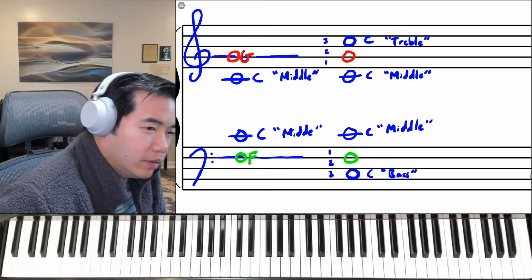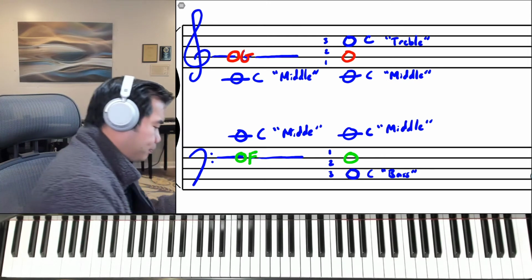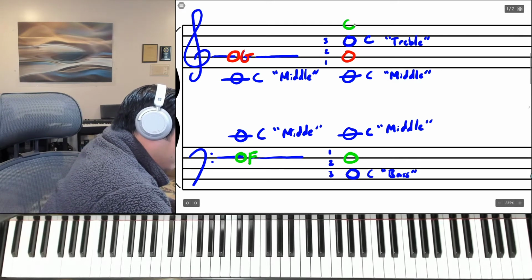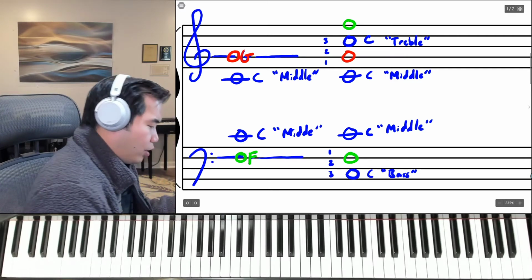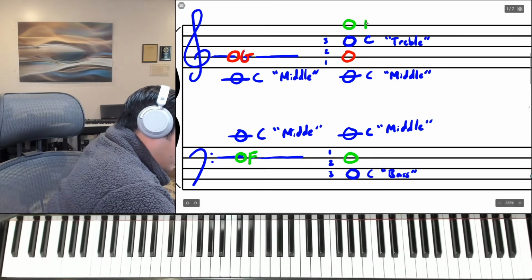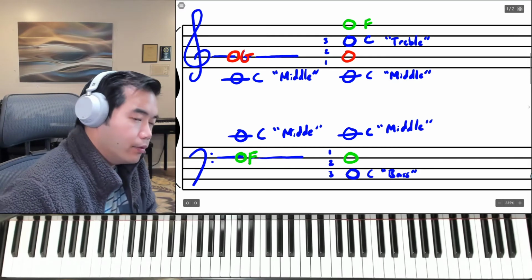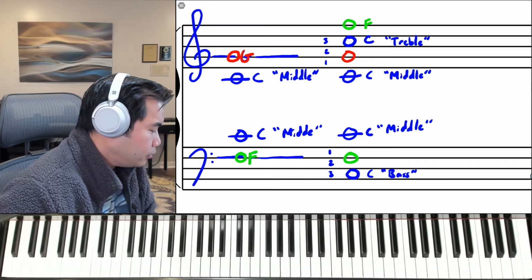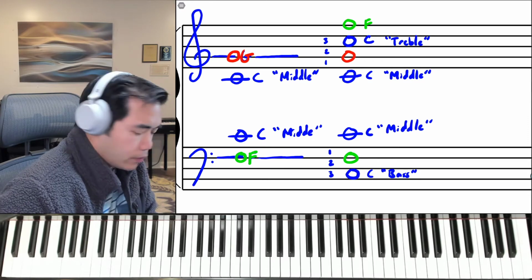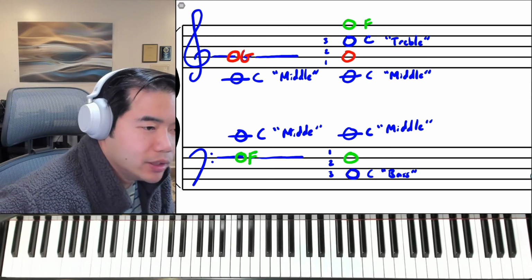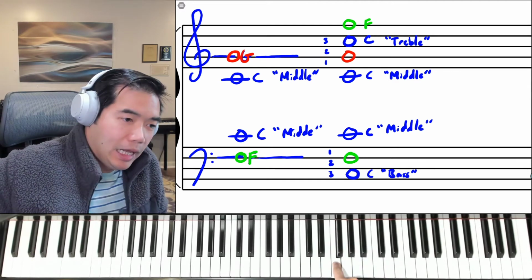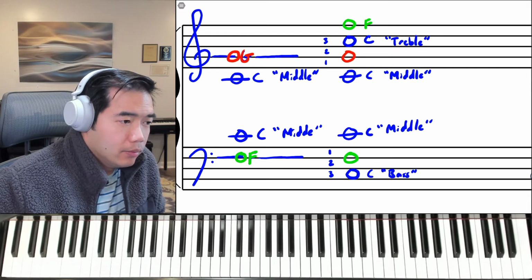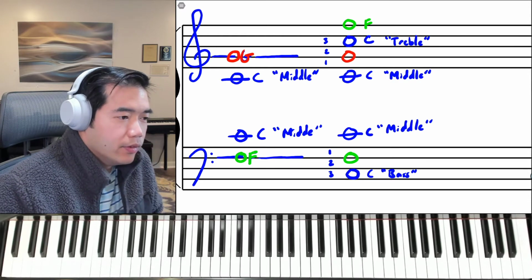Wait, there's more. There's more beautiful symmetry to find here. If we go to the very top line of the treble clef, this is the note F. The very top line of the treble clef is the note F. And that's F above treble C. Can you find that on the piano? F above treble C. Very good. Very good, that's it.